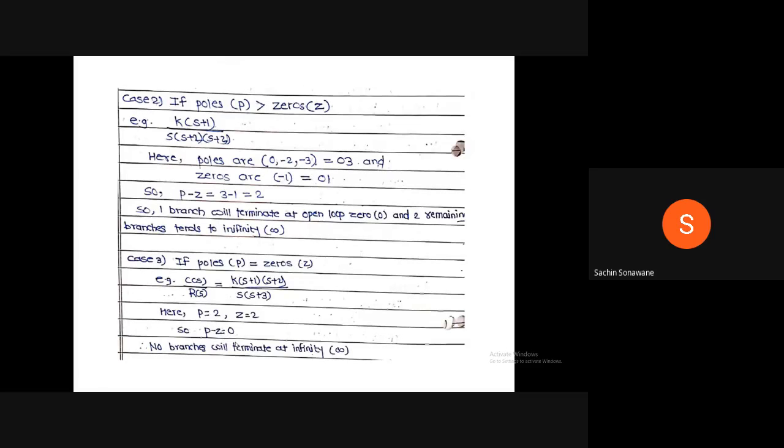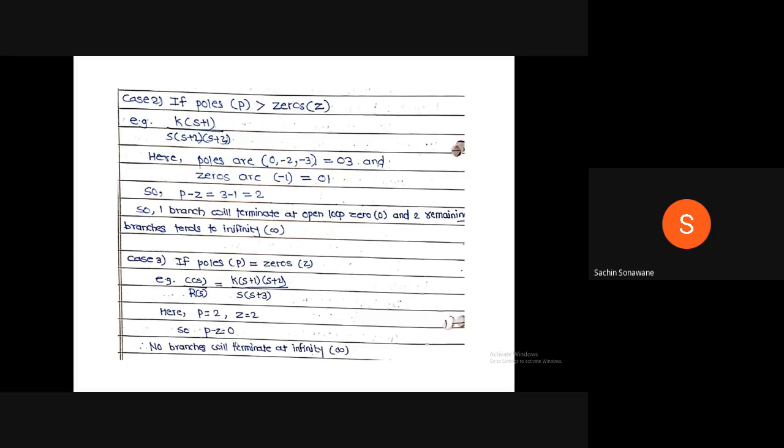Case 2: if the number of poles P is greater than the number of zeros Z. Therefore, K into bracket s plus 1 divided by s into bracket s plus 2 into s plus 3. Here the poles are 0, minus 2, minus 3 and the zero is minus 1, so Z is equal to 1. Therefore, P minus Z is equal to 3 minus 1, which is equal to 2. Therefore, one branch will terminate at the open loop zero and 2 branches tend to infinity.